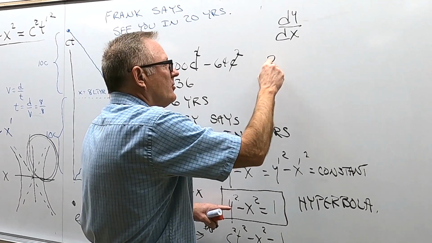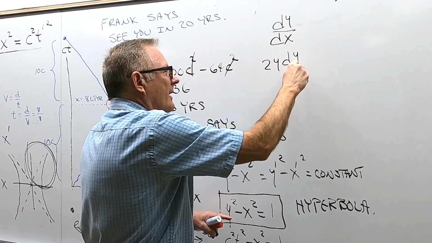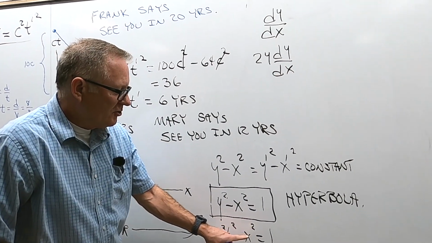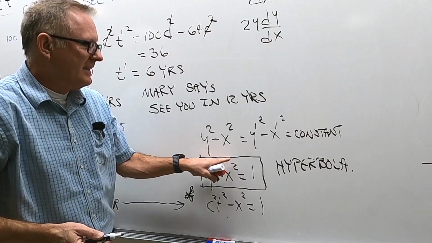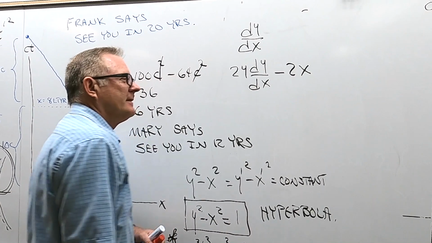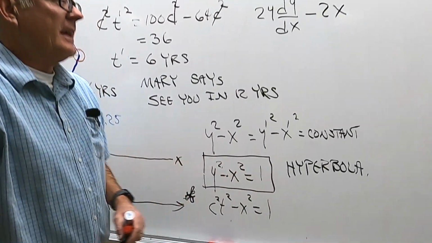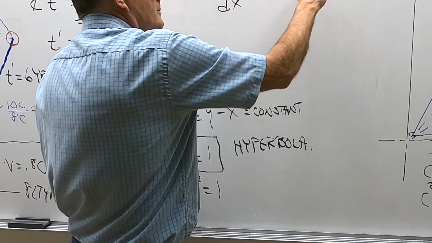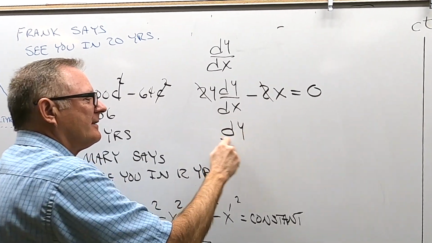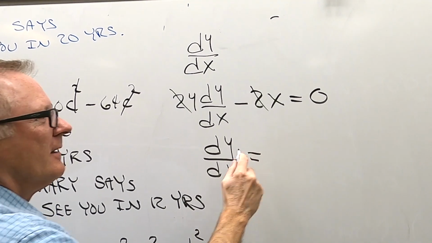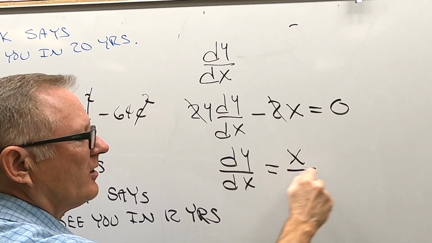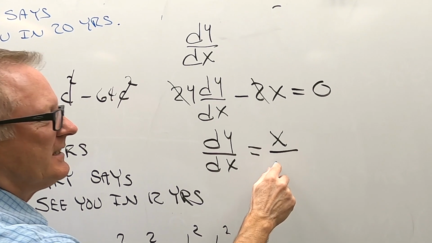So we got 2y dy/dx minus 2x dx, which is 1, minus 2x dx equals, and the derivative of that is 0. Well, we can cancel the 2's and we can solve for dy/dx. Putting that on the other side, dy/dx is equal to x over y. X over, remember what my y was, it was ct.